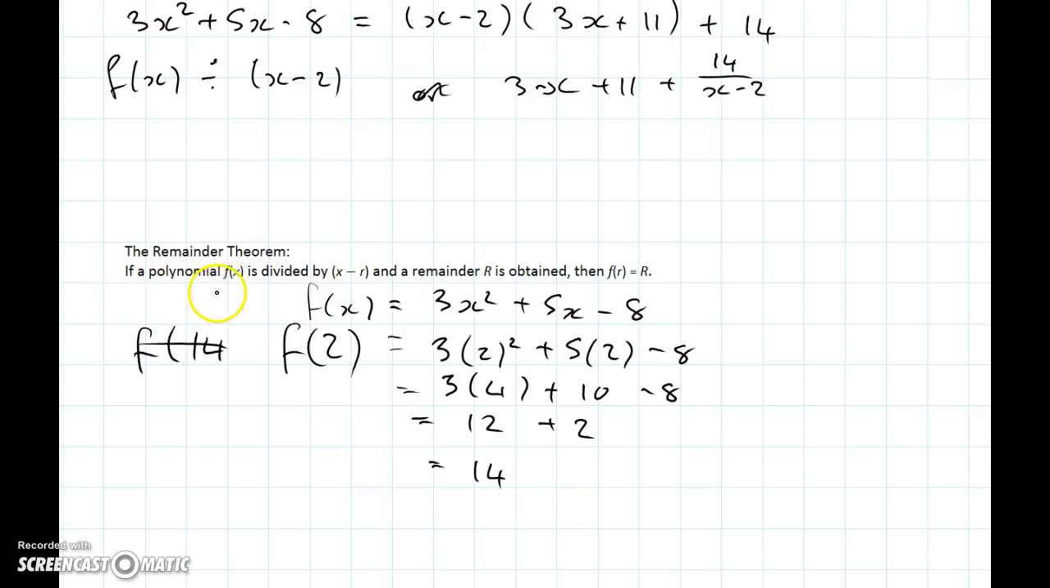If a polynomial f of x is divided by some x minus r, and a remainder capital R is obtained, then f of r, the opposite sign of that, is equal to capital R, my remainder. That's quite a bit to take in for now. Have a little think about that. You might want to watch the video again, try some of your own values, see how you go.